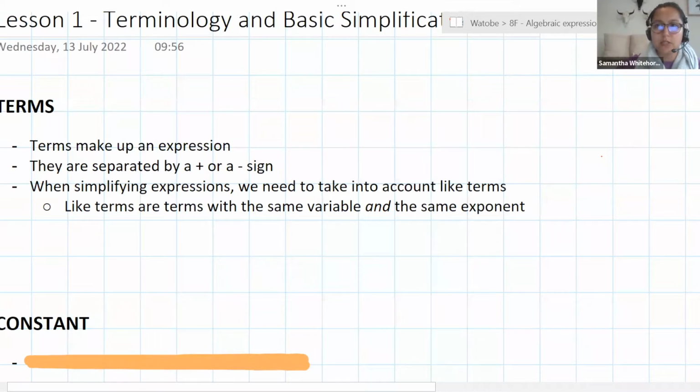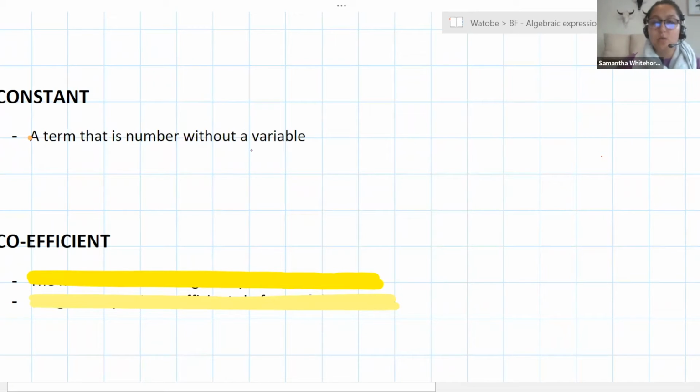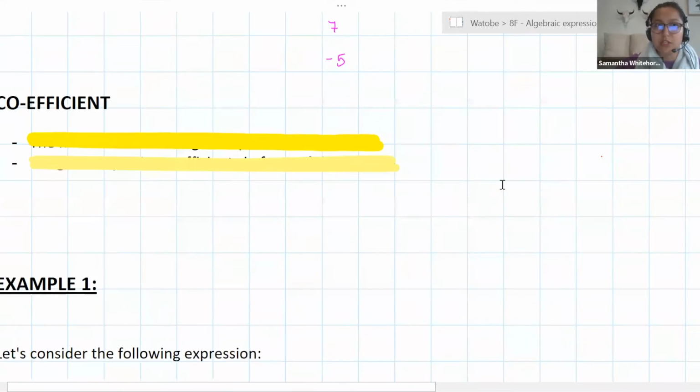The next thing that we need to know is what a constant is. A constant is quite easy to remember. The word constant means it never changes. So a constant is a term that is just a number, a number without a variable. Something like 7 or -5, if there's no variable, which is a letter, attached to it, then that term is a constant.